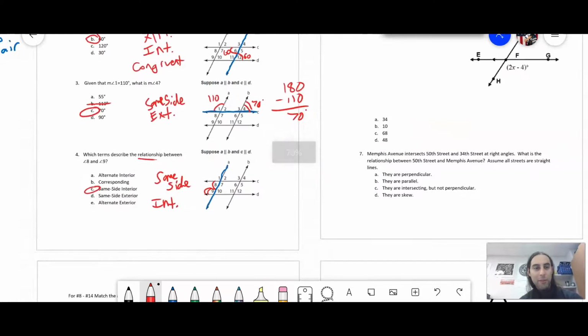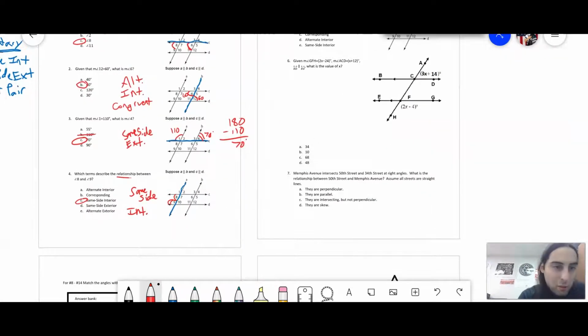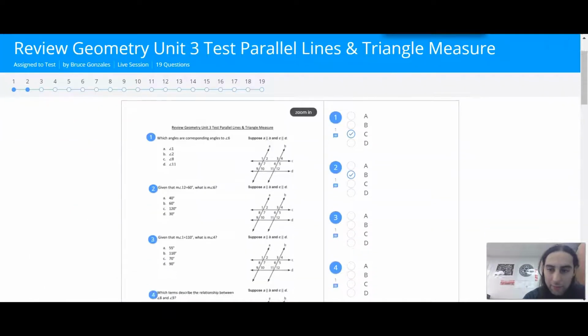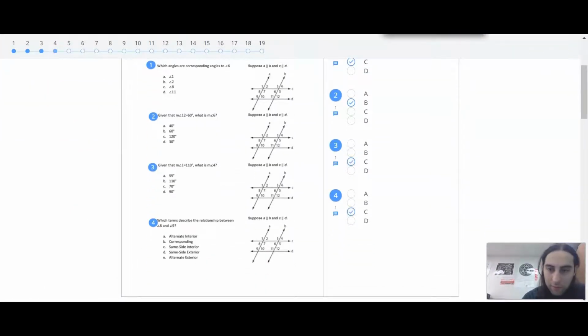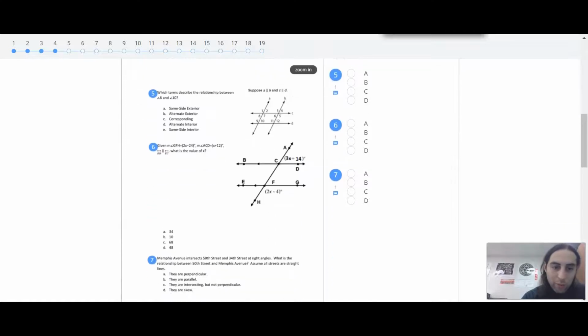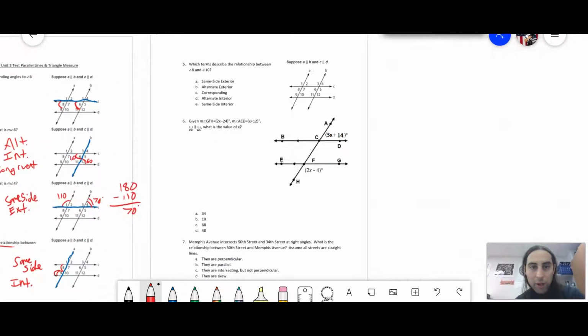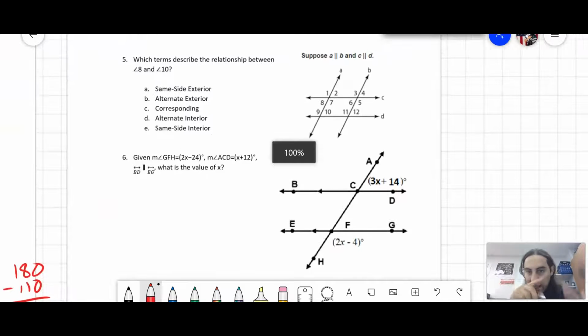And I've been bad about marking my answers. So 2 is B, 3 is C, 4 is C. Cool. And now we're moving on to number 5. So number 5, what terms describe the relationship between 8 and 10?